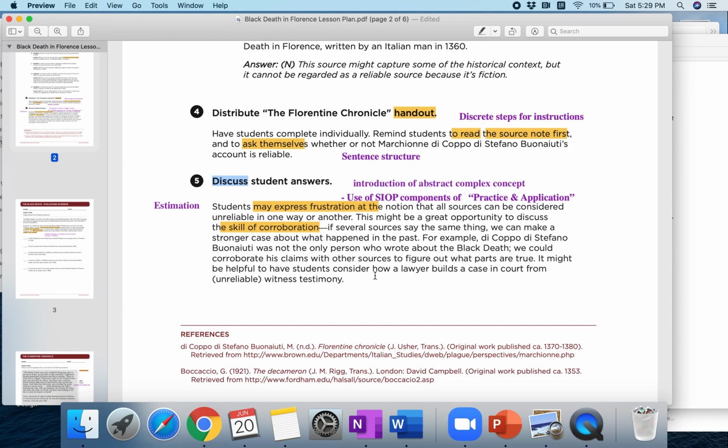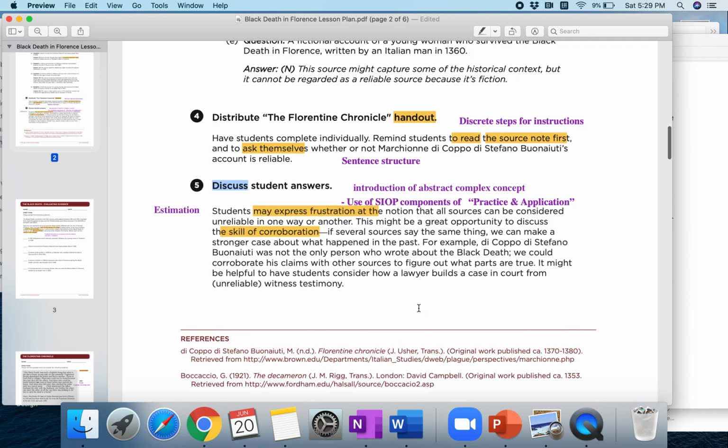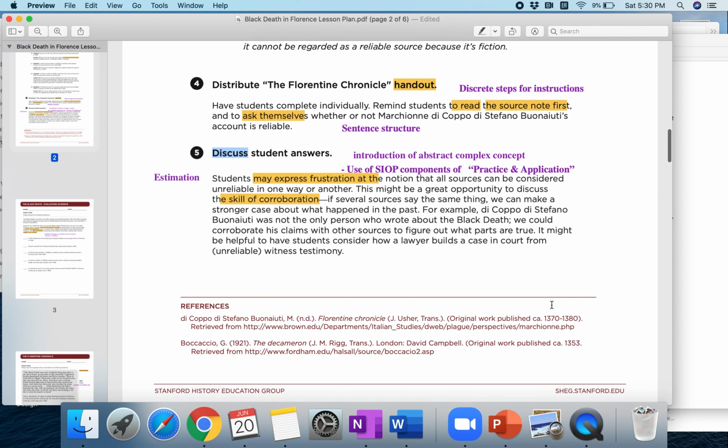I really like it here because the lesson plan anticipates what might be frustrating from the course. As you can see here, it says students may be frustrated at the notion that not all sources can be considered unreliable, and it gives the concept of the skill of corroboration, which is a very abstract and complex concept for grade 6 and above. Here it uses the component of practice and application, where the students can put what they learn from evaluating evidence to a harder skill, to practice a harder skill.